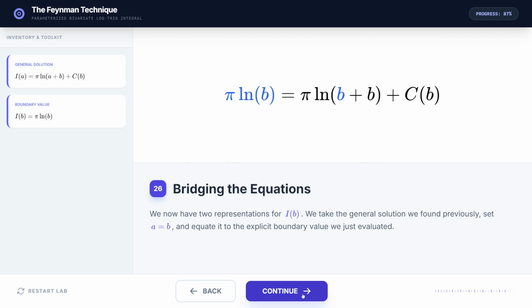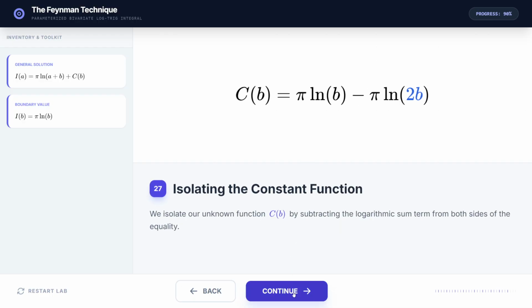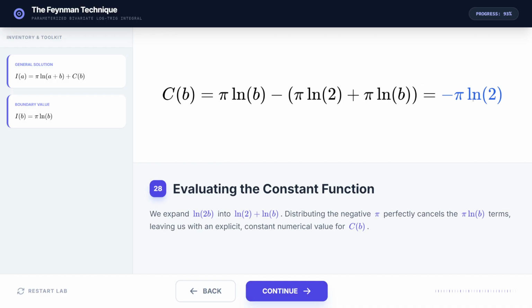Substituting that back into our equation, now we have pi natural log b is equal to this plus our c of b. Using properties of logarithms, algebra, and all that good stuff, we finally end up with c of b is equal to negative pi natural log 2.